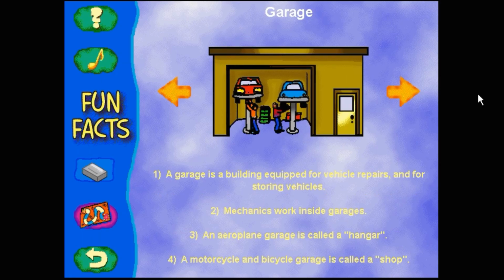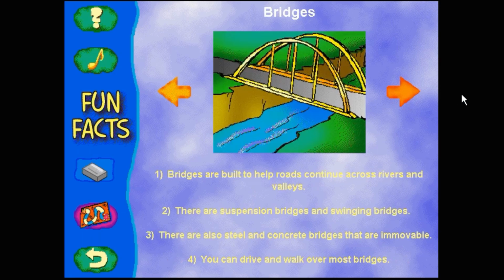Garage. A garage is a building equipped for vehicle repairs and for storing vehicles. Mechanics work inside garages. An aeroplane garage is called a hangar. A motorcycle and bicycle garage is called a shop.